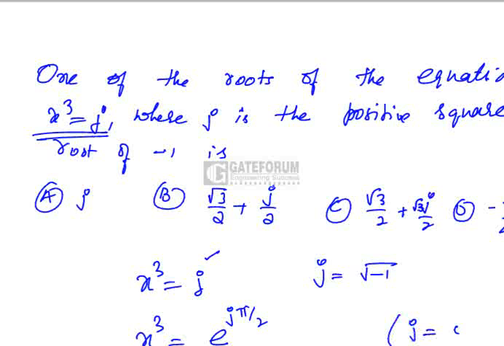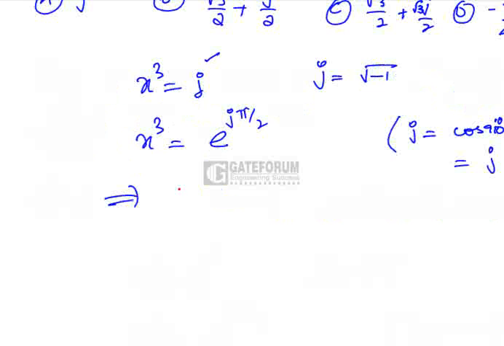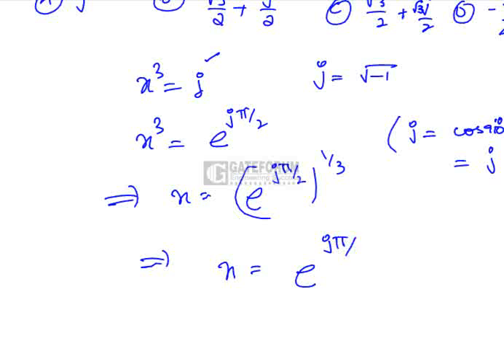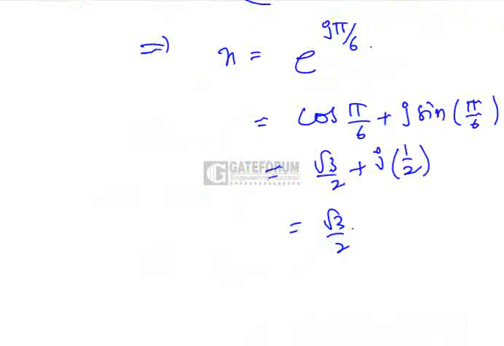Since j can be written as cos 90 plus j sin 90, which is nothing but j. Now, as we need the value of x, send that cube to the other side. So x will be e power j pi by 2 whole power 1 by 3. So x is nothing but e power j pi by 6, which can be written as cos pi by 6 plus j sin pi by 6. Now, cos 30 plus j sin 30, that is root 3 by 2 plus j into half, which is equal to root 3 by 2 plus j by 2. That is nothing but option B.